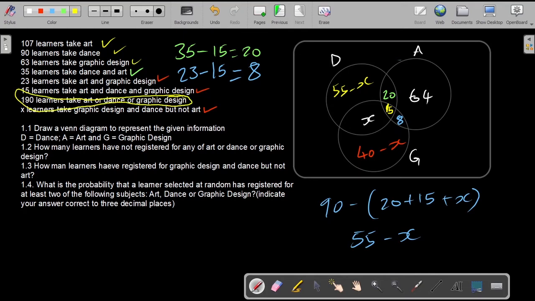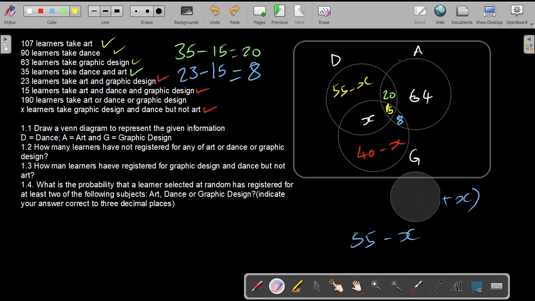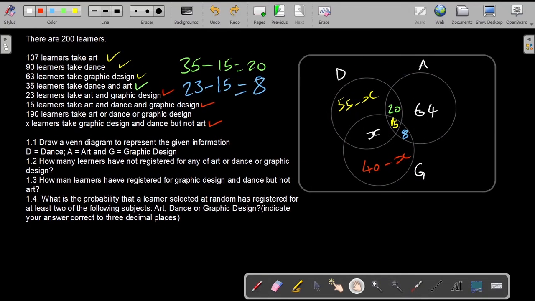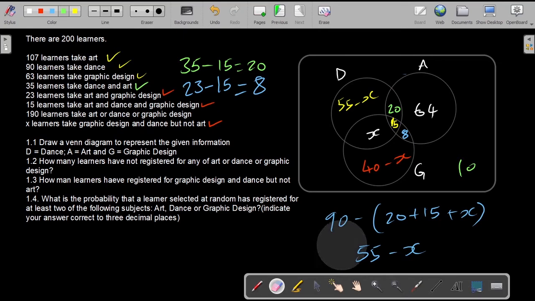And I did mention when we started the video what it exactly means to have this kind of statement. So we're talking about all. They're saying 190 learners take art or dance or graphic design, which means we're talking about any of these three circles. And the total of everything which falls in here is 190. But we know that we have a total of 200 learners. So we do expect to have 10 on the outside, which is all the way out here.